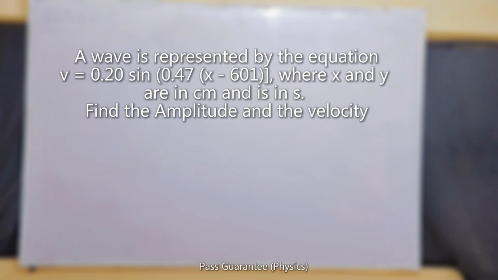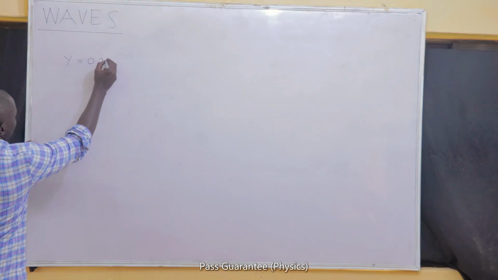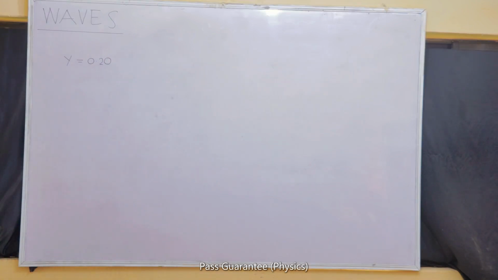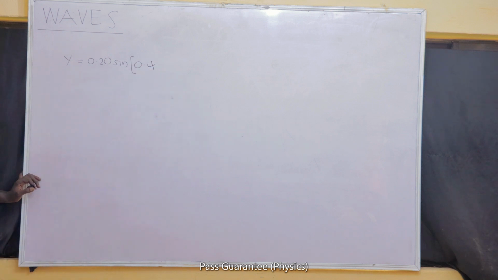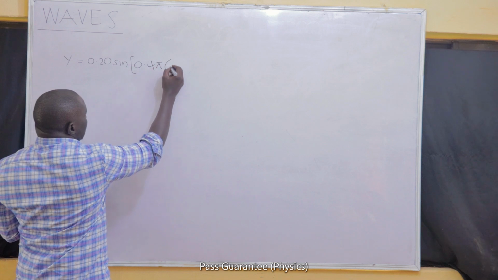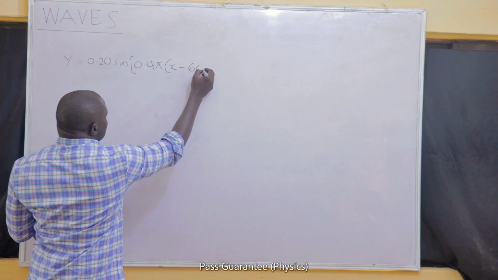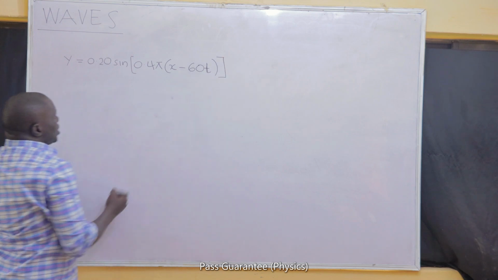Now, we have a question here. We are told that a wave is represented by the equation y is equal to 0.20 sine, open bracket, 0.4 pi, open bracket, x minus 60t, close bracket, then close bigger bracket.